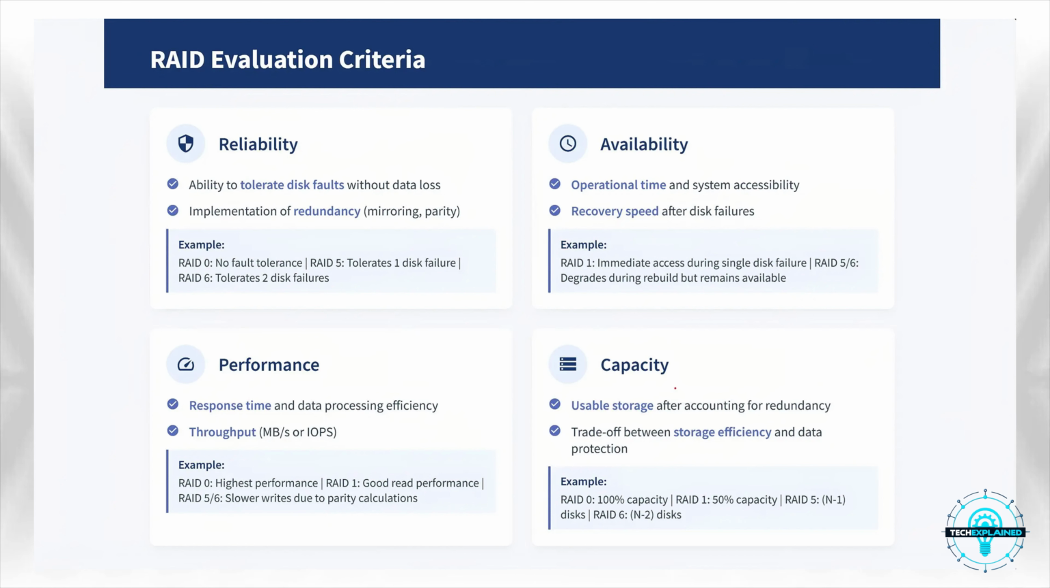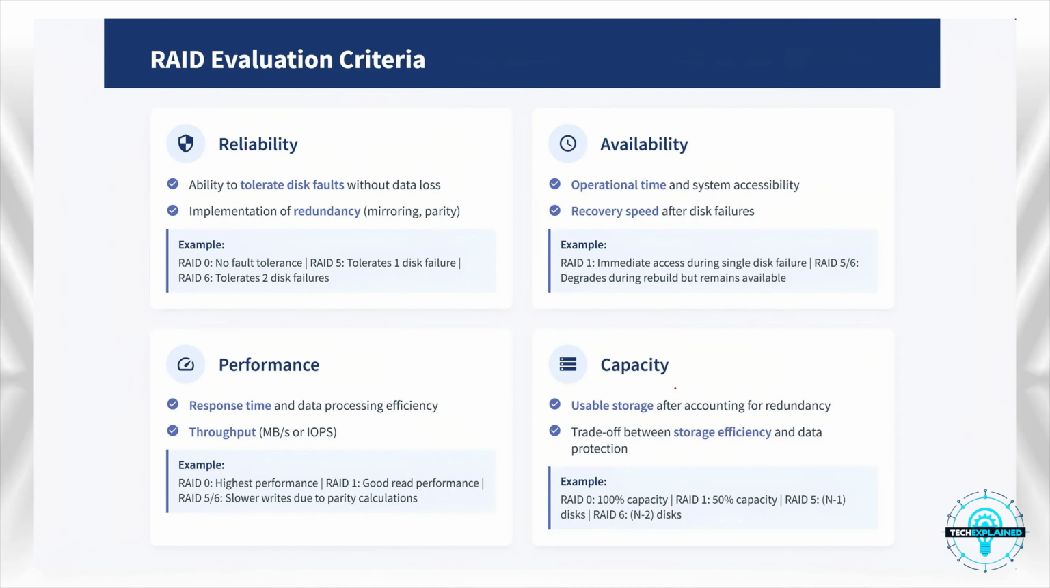Availability measures how often the system is operational and accessible. If a drive fails, does the system remain online, or does it go down until the drive is replaced? High availability is essential for systems that need to be accessible 24/7. Performance evaluates how efficiently the system handles data processing tasks. This includes both read and write speeds, as well as response times. Some RAID levels excel at read operations, while others are better for write-intensive workloads.